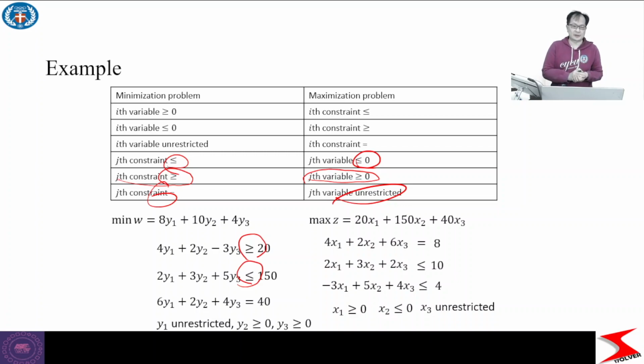Vice versa, from the maximization problem to the minimization problem, you can also use this table. After this class, please use this table, find a problem, and transform it from the primal to the dual by yourself. Of course, in this class we use the GAMS program. We don't need to worry about the primal or dual. We just put the primal formulation into GAMS and solve it.